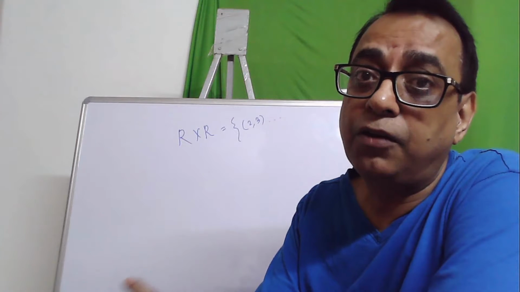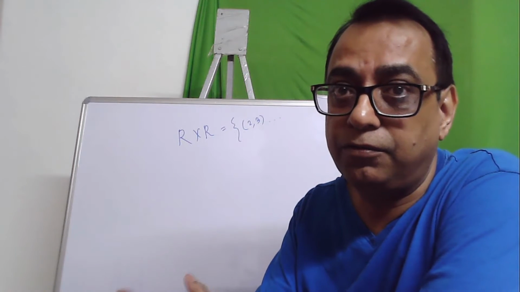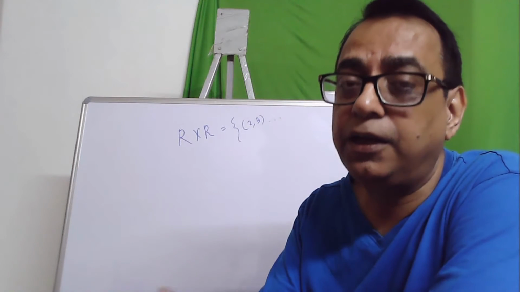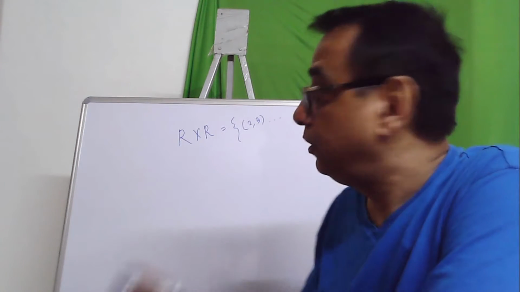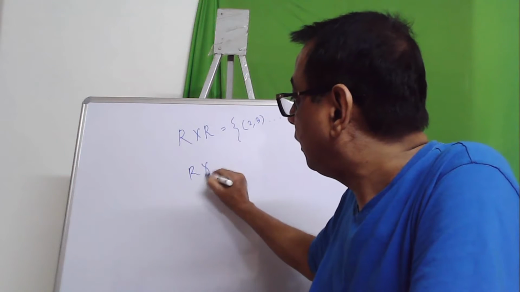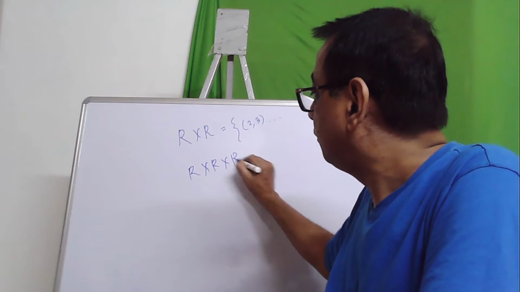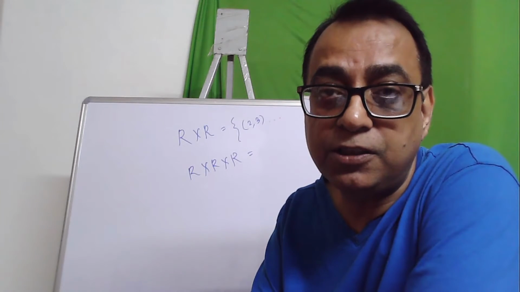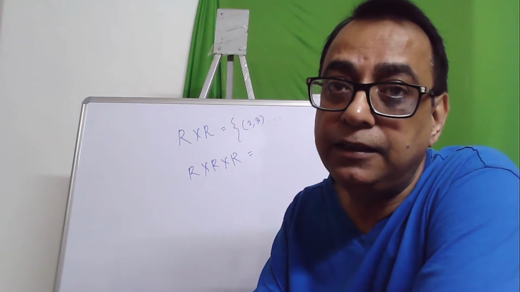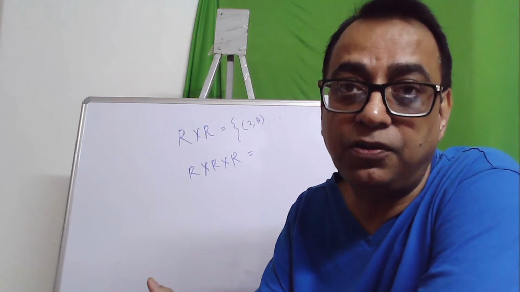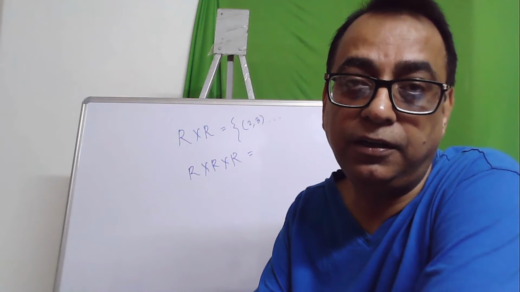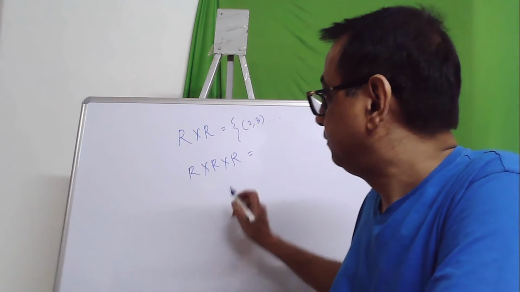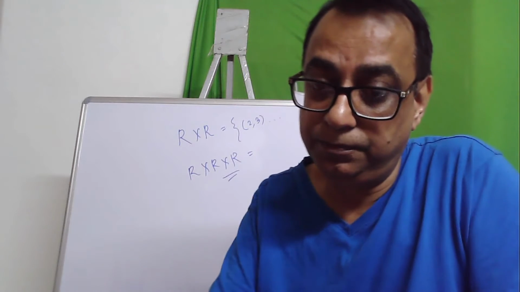Also, there could be triplets. Like we have done it for two sets, it can be three sets as well. So it can be like R cross R cross R. For example, in three-dimensional geometry, for every point in space, you have three different coordinates: X coordinate, Y coordinate, and Z coordinate. So for this case, you will have triplets. So this is also possible.